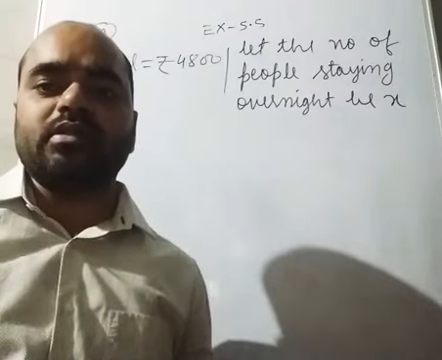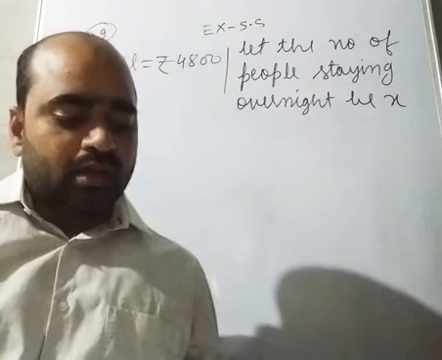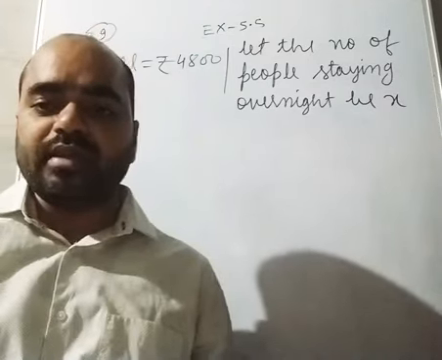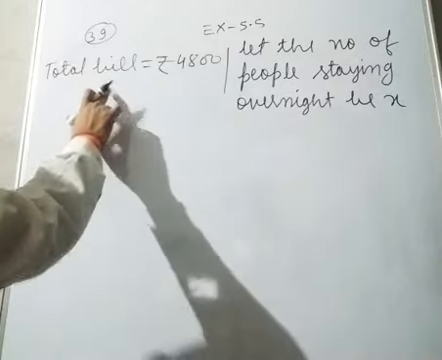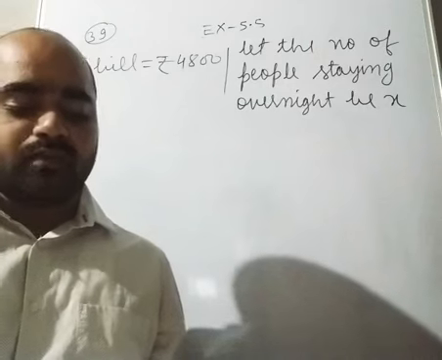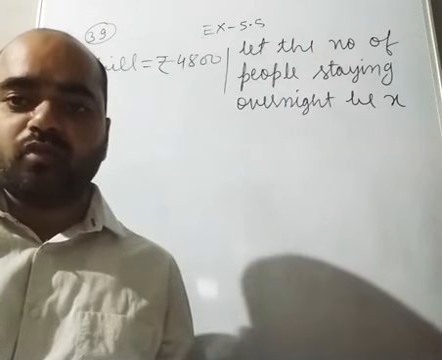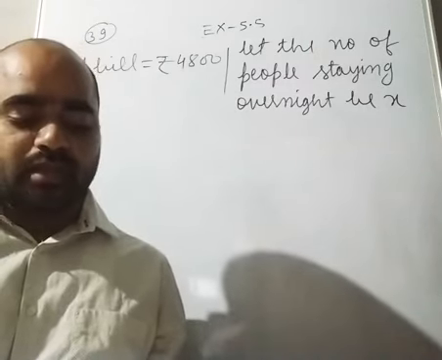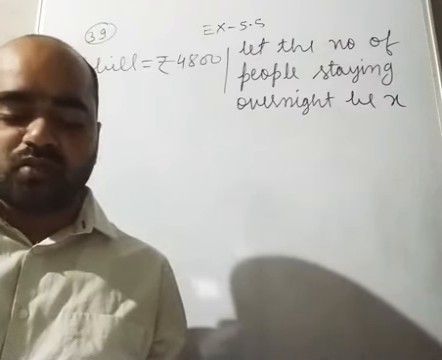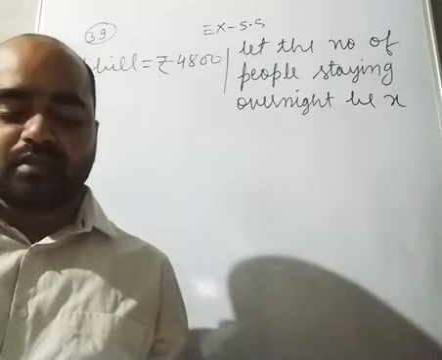Now next is question number 39. The hotel bill for a number of people for overnight stay is rupees 4800. It means total bill is given, 4800. Now the condition is, if there were four more people, the bill each person had to pay would have reduced by rupees 200. Find the number of people staying overnight.